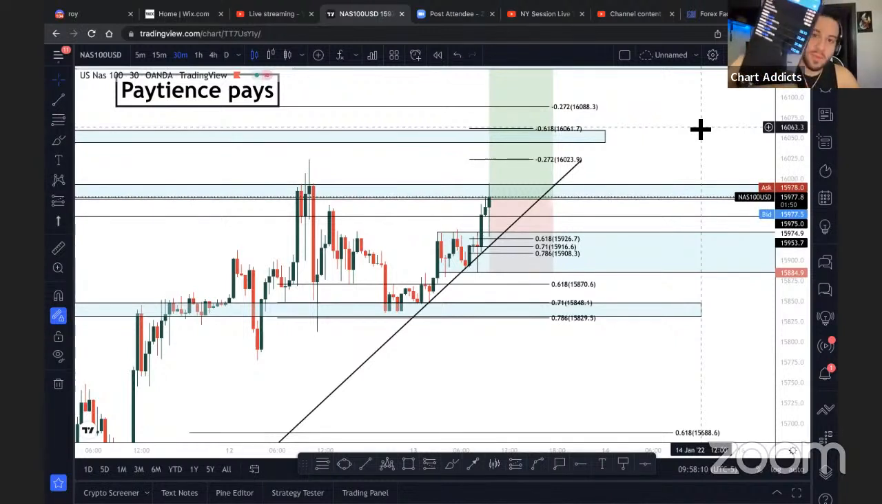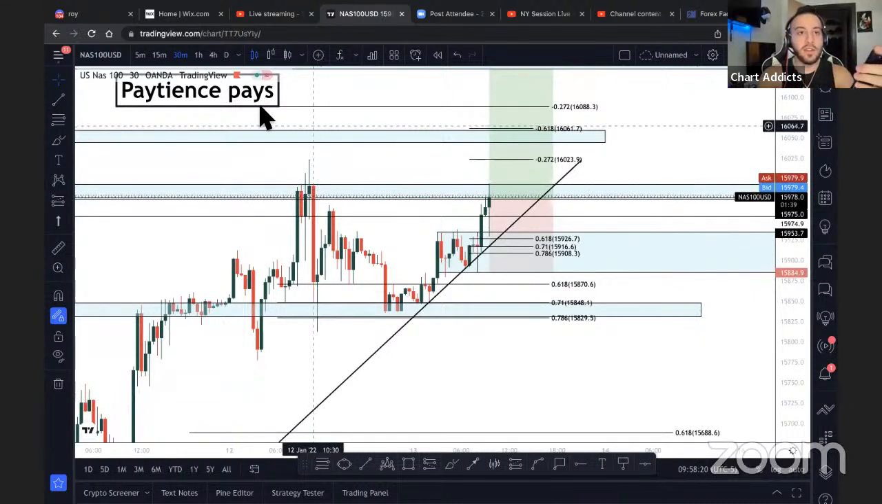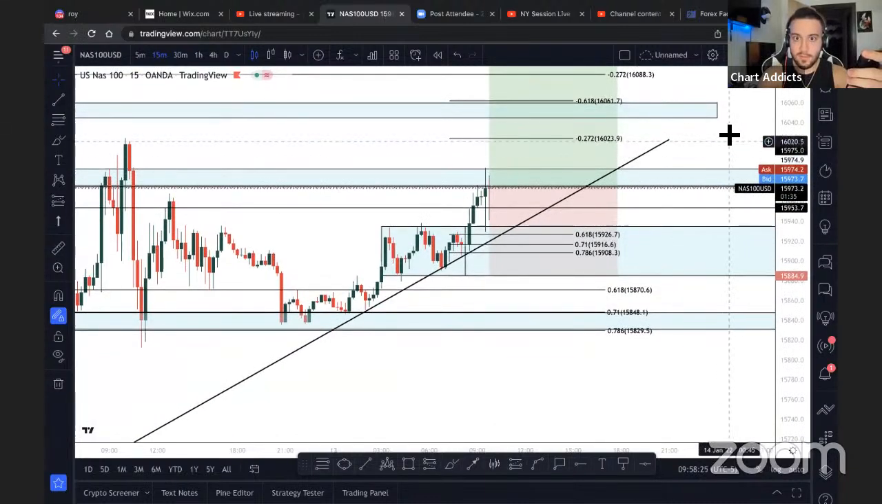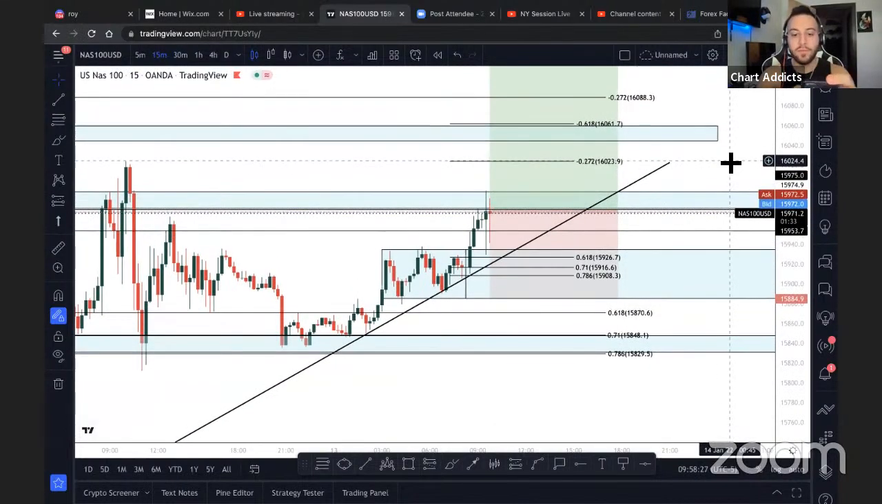Okay, we're finally back in blues. Let's go. I made a promise that I was going to close in blues today. So I'm going to take some partials off and then just hold these runners. Oh, jeez.